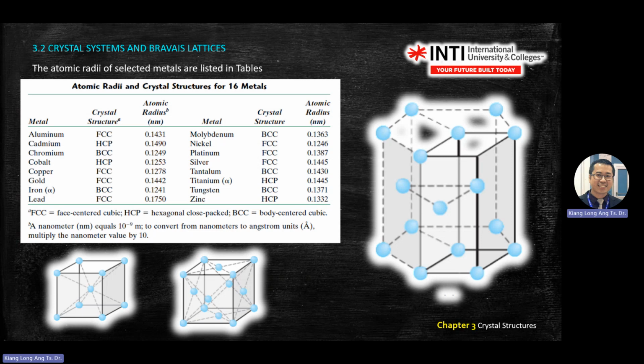Okay. You will see something like this. You mix around. I'll remove this one in the test. So you will see, I will remove this one. You will see radius in the question. Then through calculation, you guess whether it's FCC or HCP or BCC. There's some calculation to justify that.